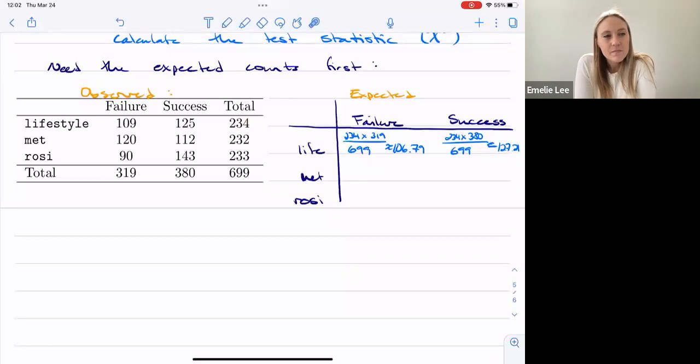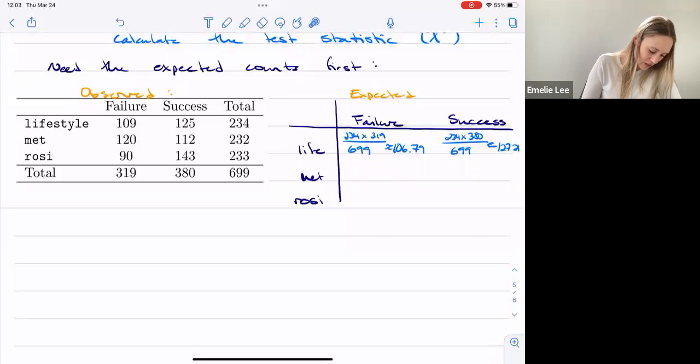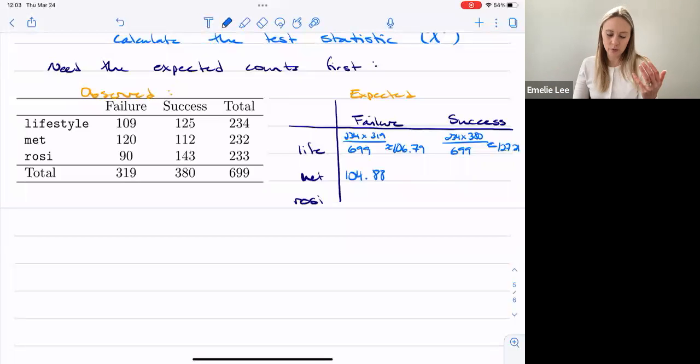All right. So now that we kind of understand this, I'm not going to write out the calculations here, but I will write out the numbers that I get so that we can compare them. So 232 times 319 divided by 699, I get roughly 104.88. In theory, you could just take 232 minus 104.88, but you also want to just make sure that you're getting the same numbers. So you could check your work that way.